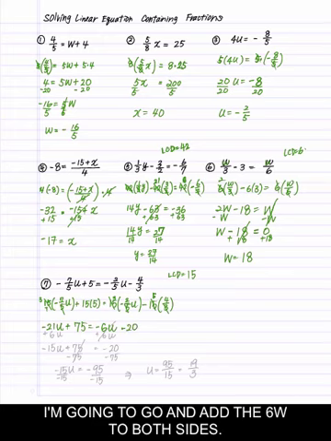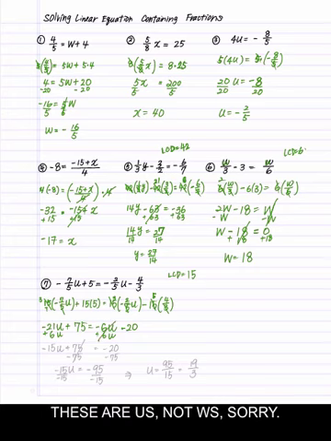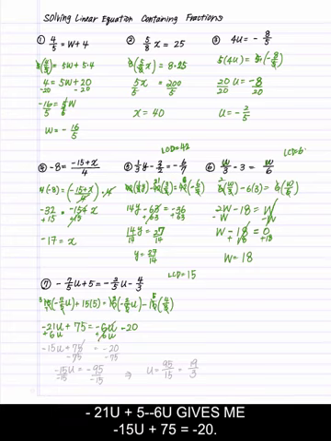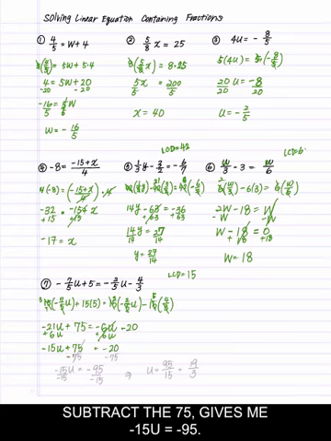I'm going to go ahead and add 6U to both sides. These are U's, not W's, sorry. Negative 21U plus 6U gives me negative 15U, plus 75 equals negative 20. Subtract 75. That gives me negative 15U equals negative 95.